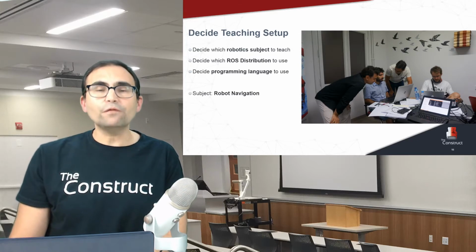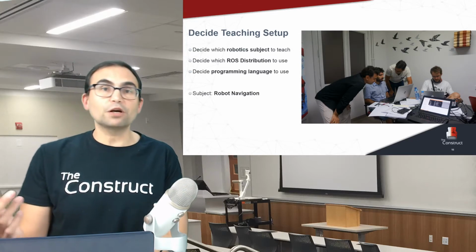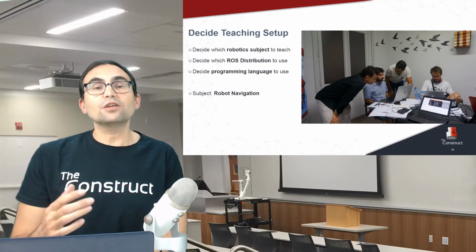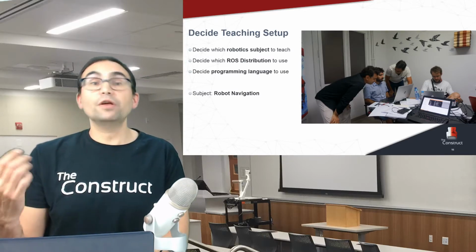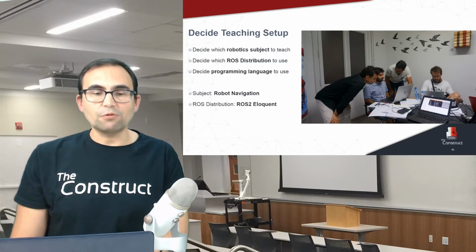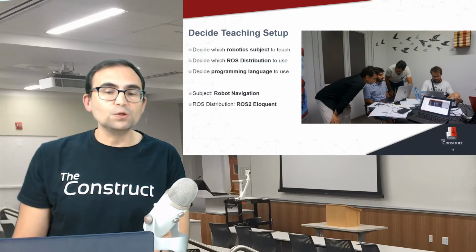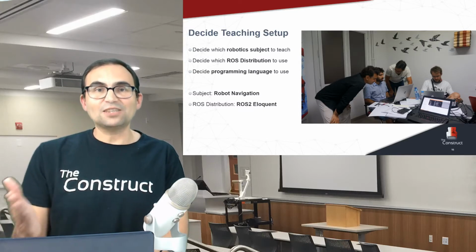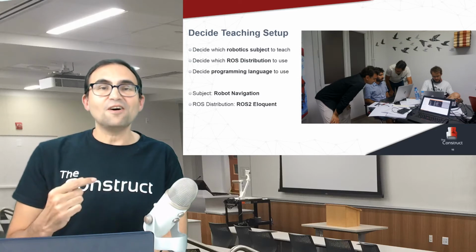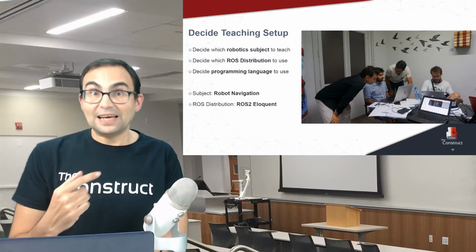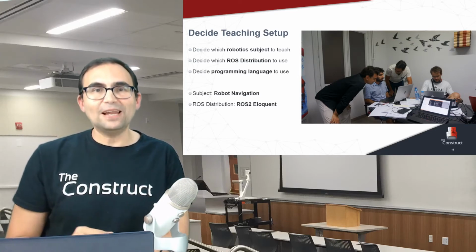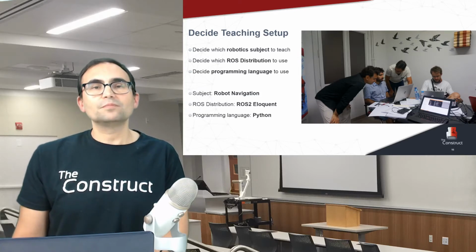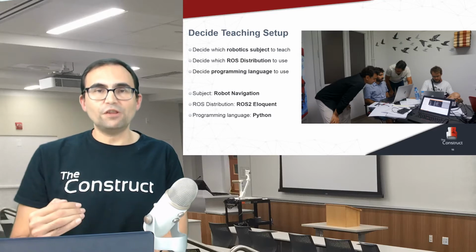As an example, we can decide that we are going to create a ROS course based on robot navigation with ROS. So that's our subject. We are going to use ROS 2 Eloquent, for example. Just an example. That's the last one that was just released last Saturday. Last Saturday ROS 2 Eloquent was released. And then we are going to use Python programming. So that's an example. You decide those three things.